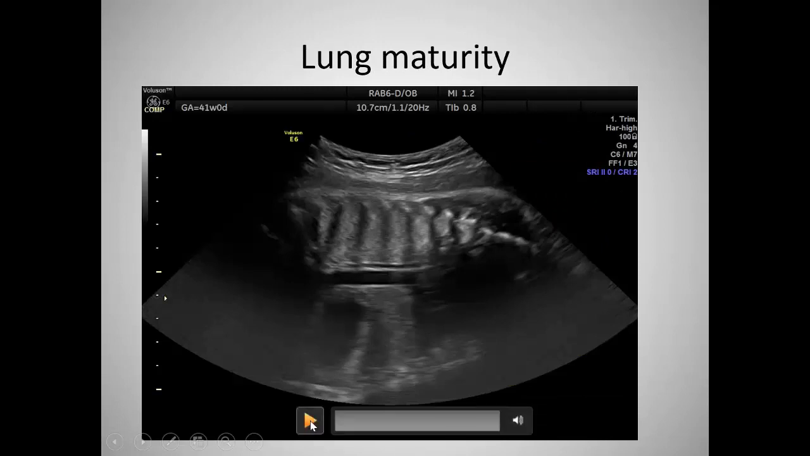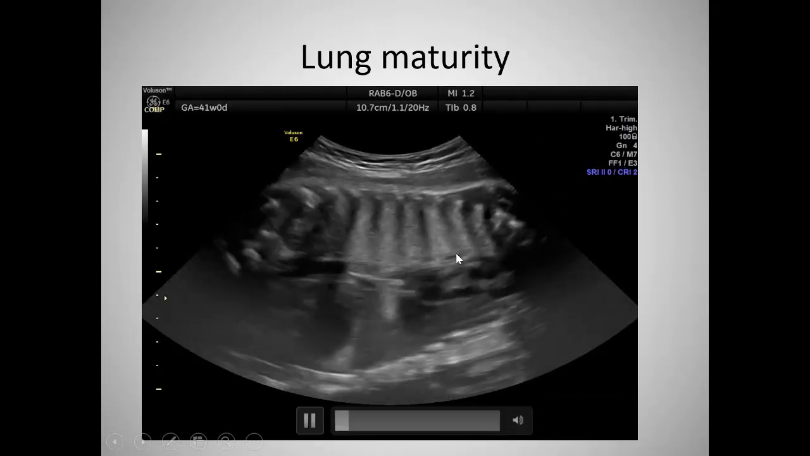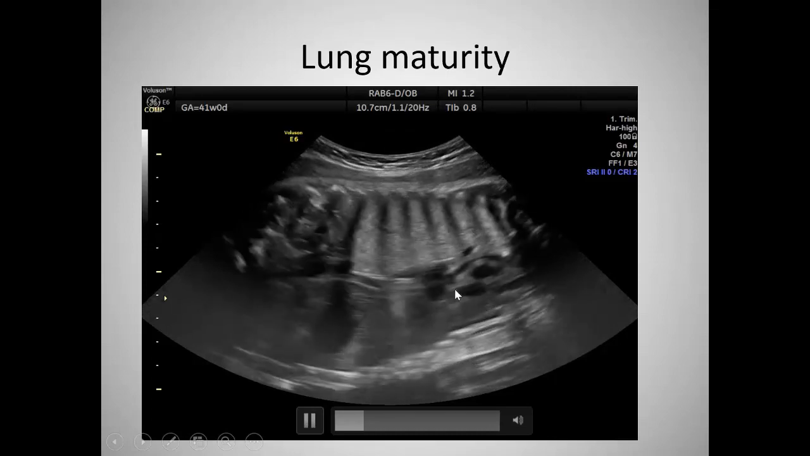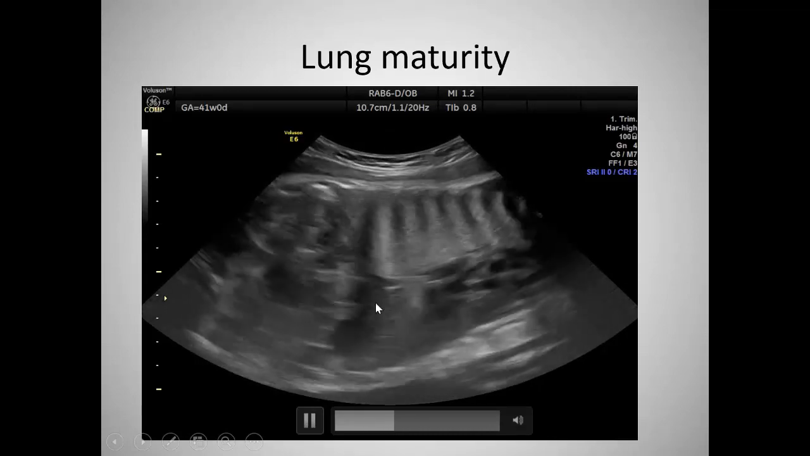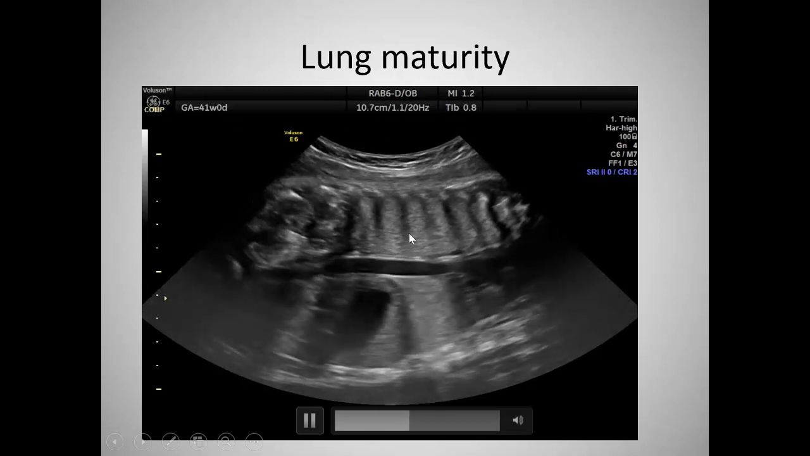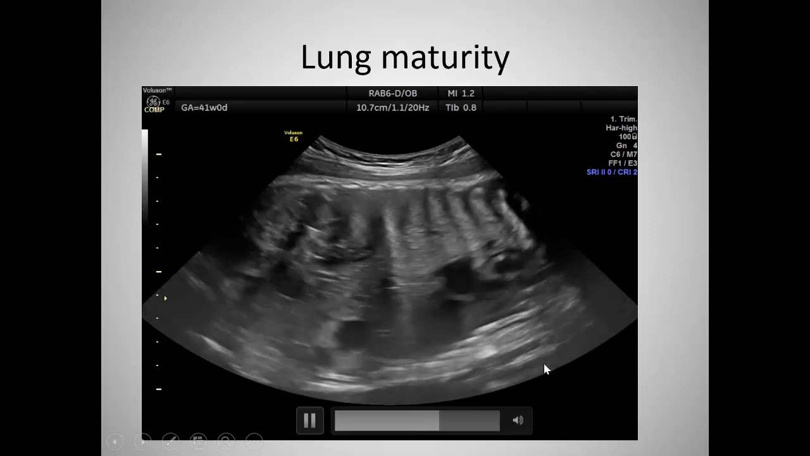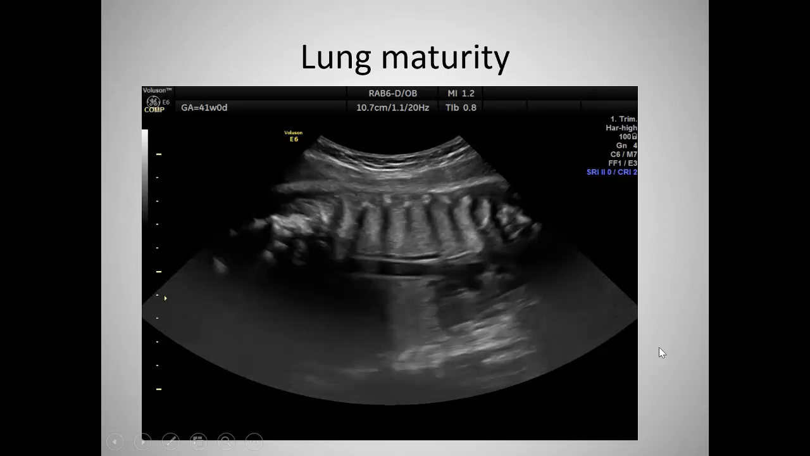Regarding the lungs, beautifully mature lungs. Here the chest is expanding. The lung echogenicity is more than the liver. So we have here good lung maturity.